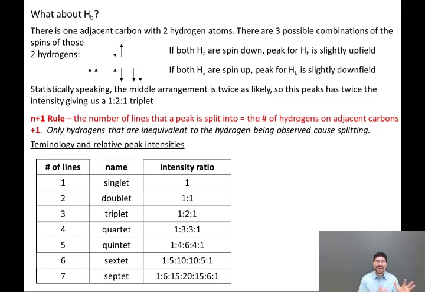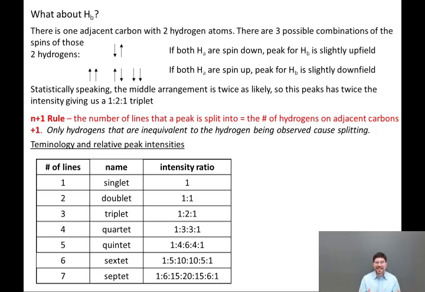5 lines, that means if you have 4 hydrogens on the adjacent carbons, and there have to be at least 2 carbons in this case, because you can't have 4 hydrogens on 1 adjacent carbon, or else carbon would form 5 bonds. So if you have 5 lines, then we call it a quintet, and the intensity ratio is 1 to 4 to 6 to 4 to 1.